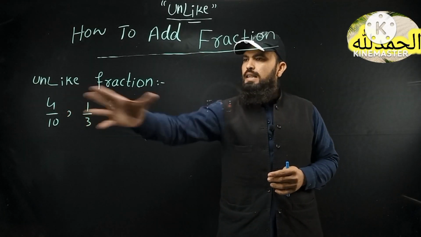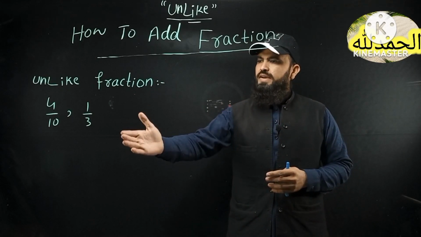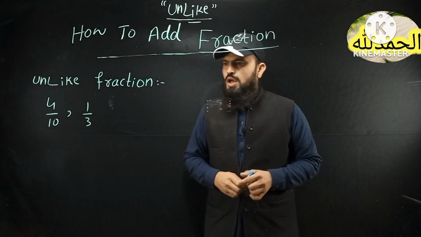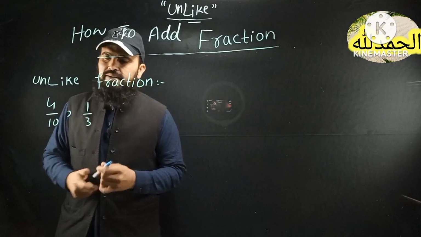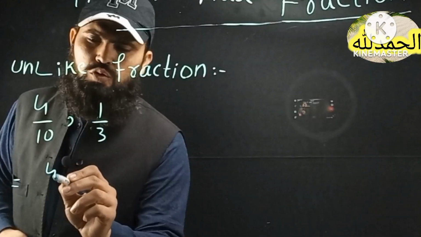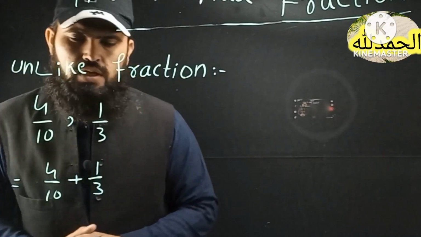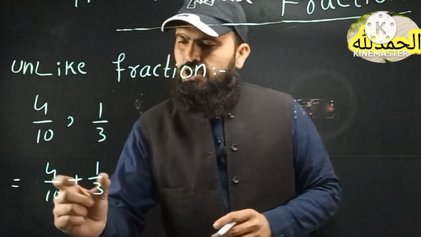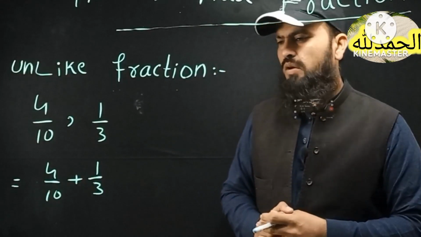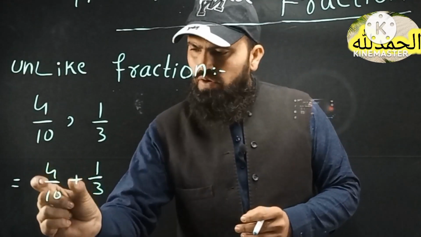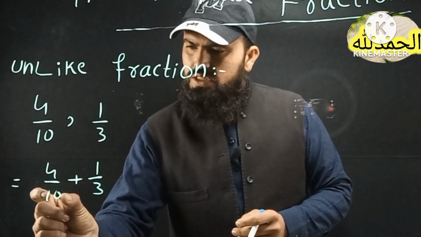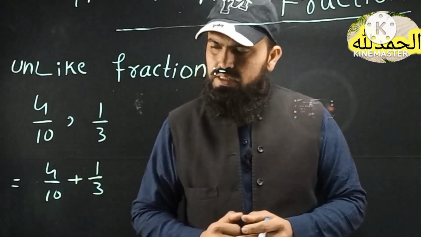Hello friends, today our topic is how to add unlike fractions. These are unlike fractions, 4 over 10 and 1 over 3. Friends, we have to add these two fractions, 4 over 10 plus 1 over 3. First of all, the denominators are different from each other. The first denominator is 10 and the other denominator is 3.